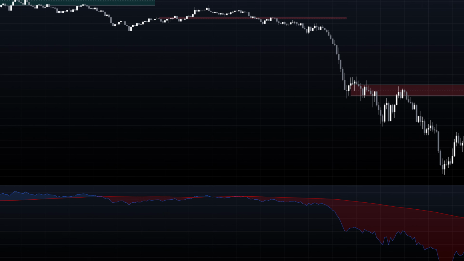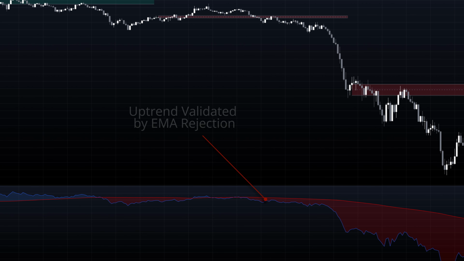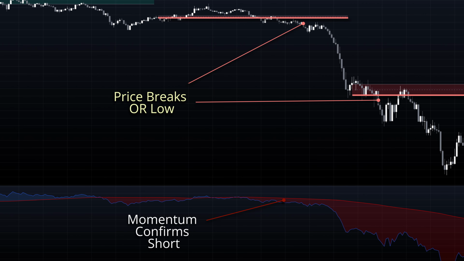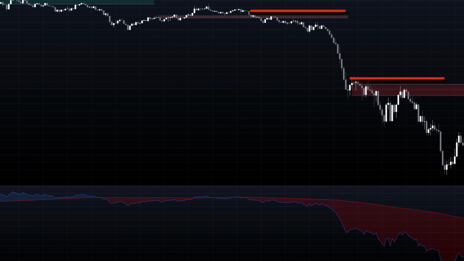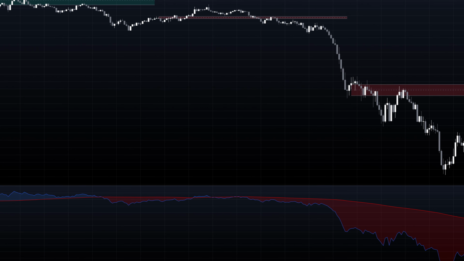We wait for the momentum indicator to turn bearish, when the line drops below its EMA and the fill turns red. The trend is only confirmed after at least one clear rejection of the momentum line off its EMA, reinforcing the bearish direction. Once this is in place, we monitor price action around the opening range. If price shows weakness and breaks below the range low, while momentum remains bearish, we enter a short trade. The stop is placed above the range high, and we manage the trade using our preferred risk parameters, always closing the position by the end of the trading day.